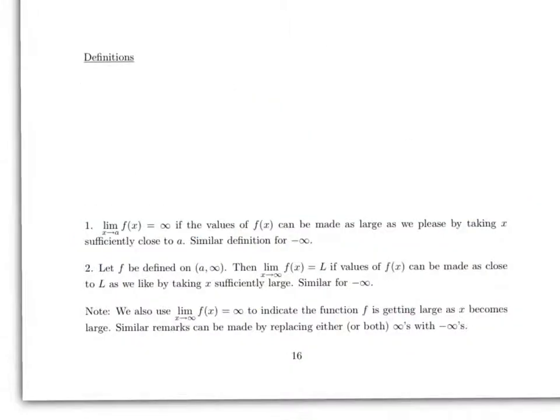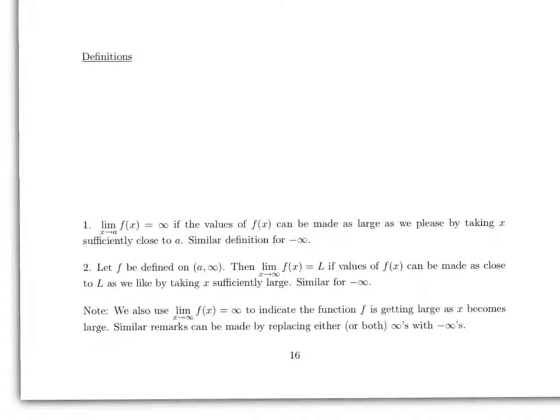We're going to look at the definitions now of our basic limits that go to infinity. We've taken limits at infinity, and now we're also looking at limits that go to infinity. Here are some definitions of what happens as x approaches a. The limit as x approaches a of f of x equals infinity if the values of f of x can be made as large as we please by taking x sufficiently close to a. That has a similar definition for negative infinity, and I think we talked about that one in a previous section.